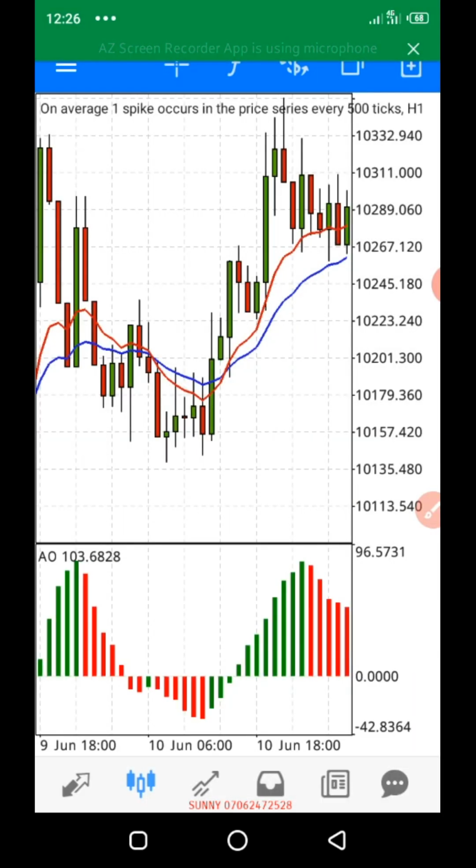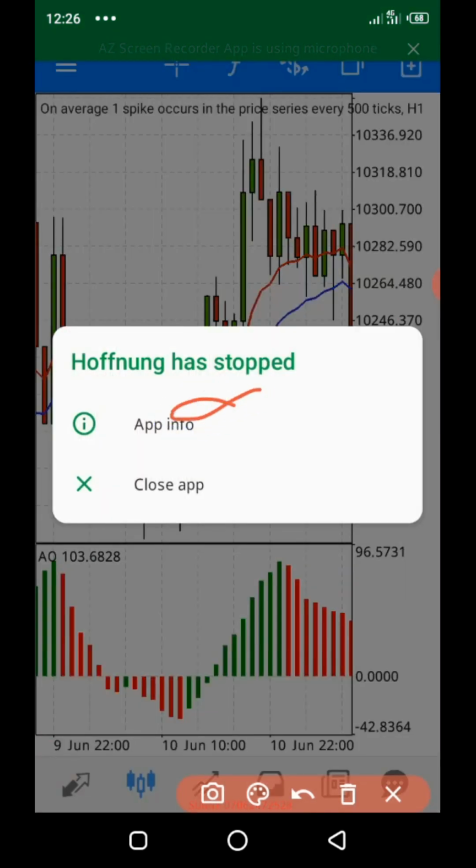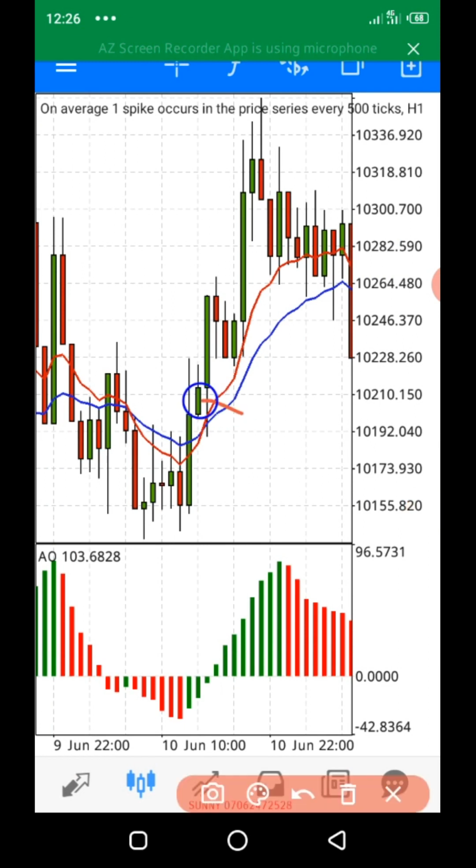Now look at this cross here. The red one crossed the blue one upward. What happened? The market started buying. Look at another cross here. The red one crossed the blue one downward. What happened? The market sold to this point, to this lowest point. Now let's check again.